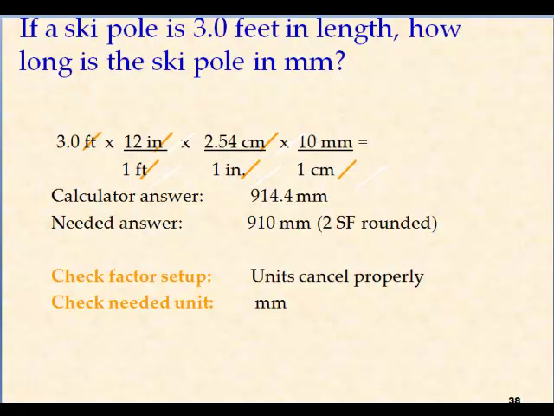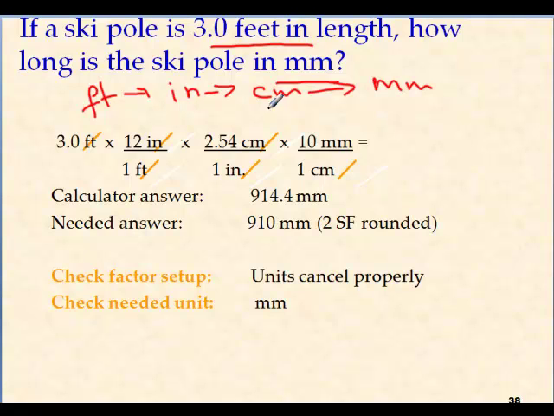Here is another example in which we say a pole is 3 feet in length, and we want to convert that into millimeters. So again, feet have to be converted. My plan is to convert my feet into inches, my inches into centimeters, my centimeters into my millimeters. So this is the given plan.